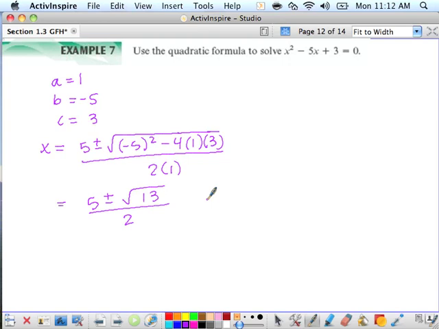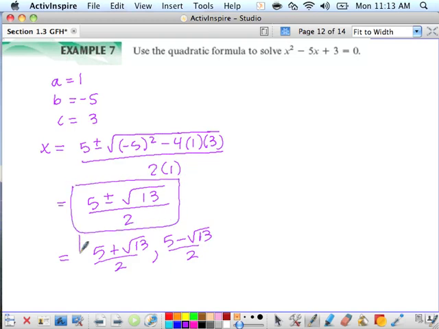Will anything simplify? Now it just becomes an issue of which one of the ways do I type it into, not CalcChat, that's for the calculus class. WebAssign is for you guys. Which way do I type it into WebAssign? Well, the nice way would be 5 plus the square root of 13 over 2, and 5 minus the square root of 13 over 2. Now on a quiz or test, you could just stop here. So there's one way to type it in.